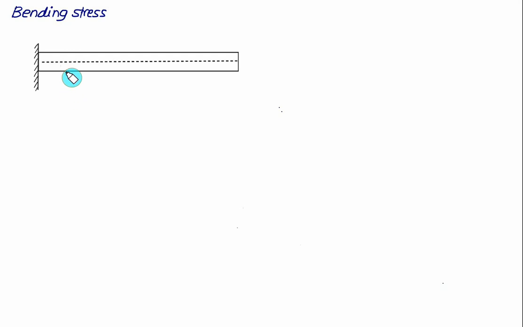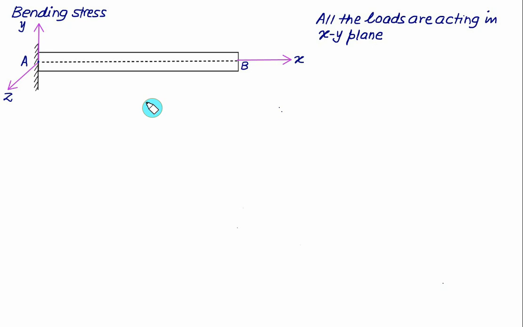So we'll consider here one cantilever beam, and we'll set up our axis system. The horizontal axis will be the x-axis. The vertical axis will be set at this point. The vertical axis will be represented as y, and the z-axis is perpendicular to the plane. So we have a loading here, and the loading is in the xy plane. So all the loads are acting in the xy plane.